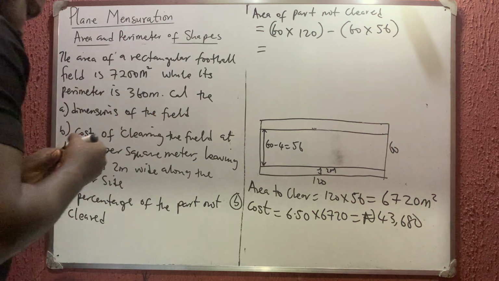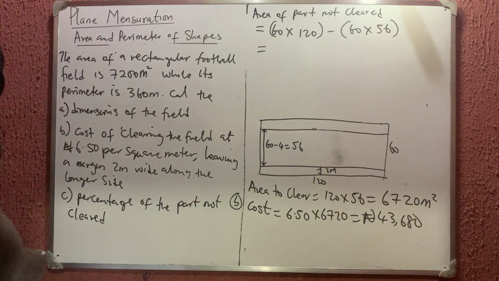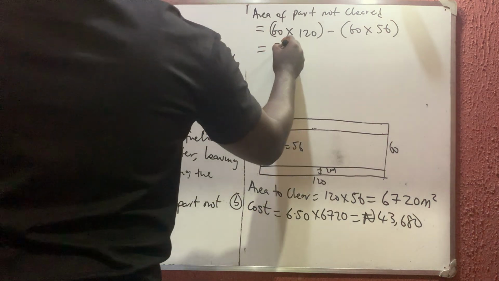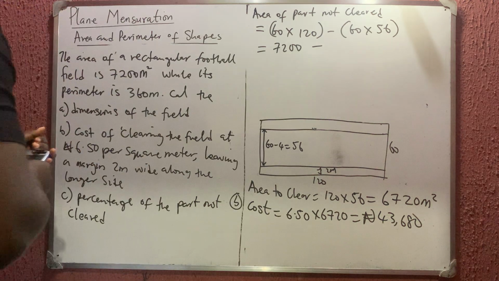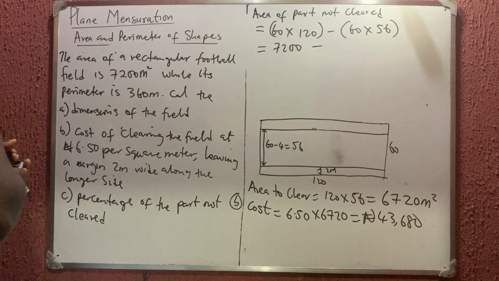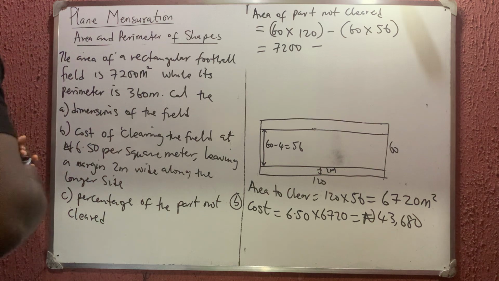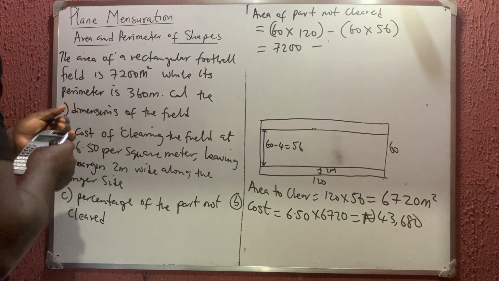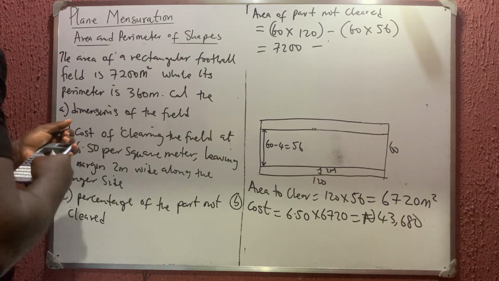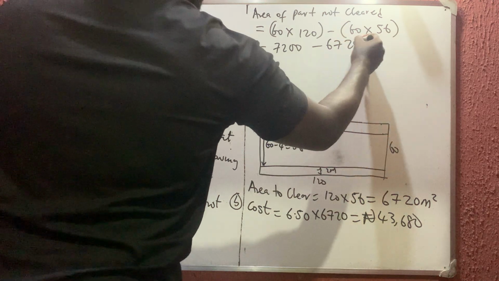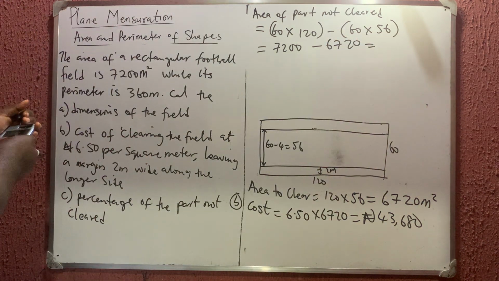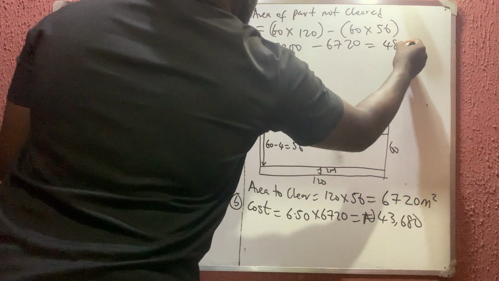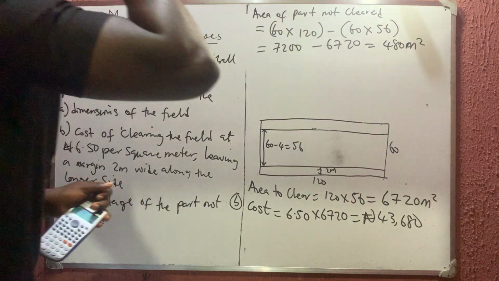So what do we have? We have 60 times 120, which is 7,200, minus 60 times, sorry, 120 times 56. That is 6,720. So if you subtract, I'm having 480 meters square. So this is the area of the part not cleared.